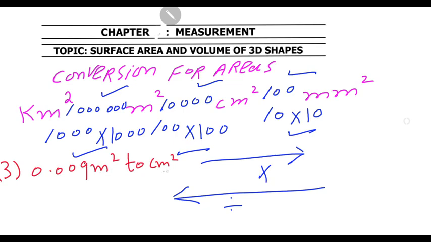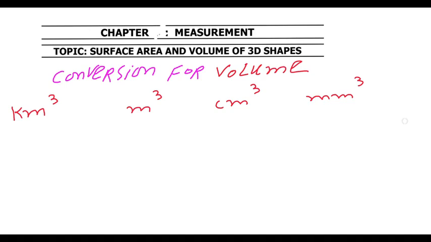0,009 meter square to centimeter square. This time you're going meter to centimeter, you're going right hand side, which means you're going to multiply. In between them is 10,000, or you can say 100 times 100, same thing. 0,009 multiply 10,000. The answer is 90 centimeter square. I use my calculator. Now I'm going to show you conversion between volumes.